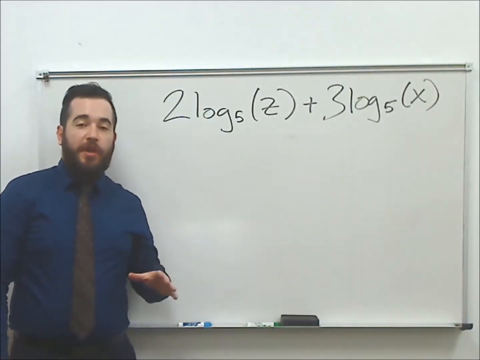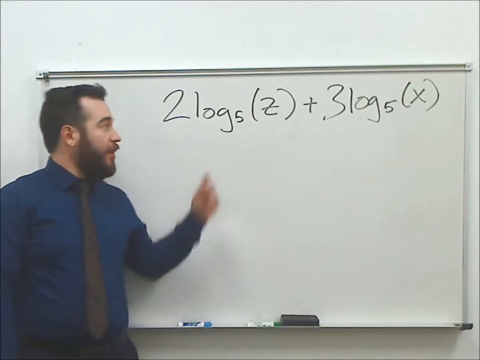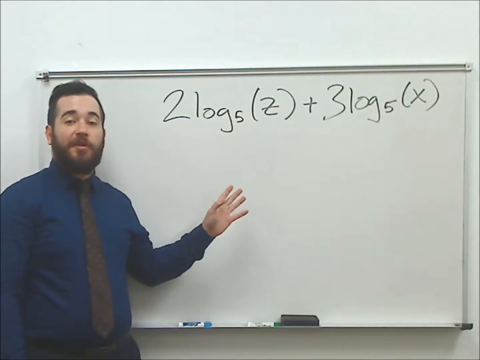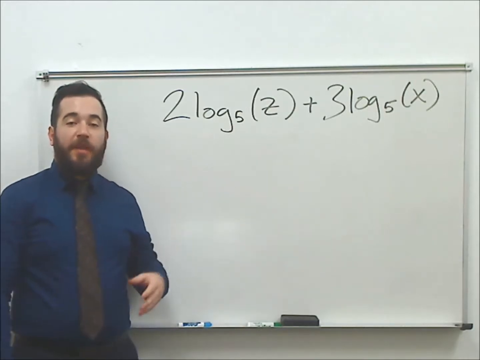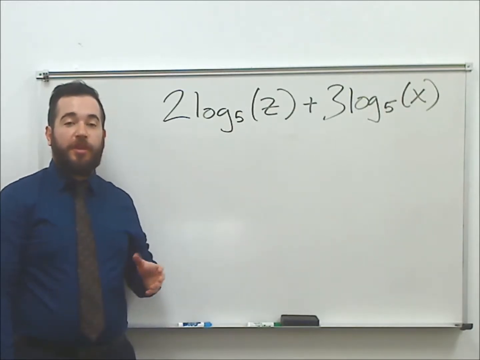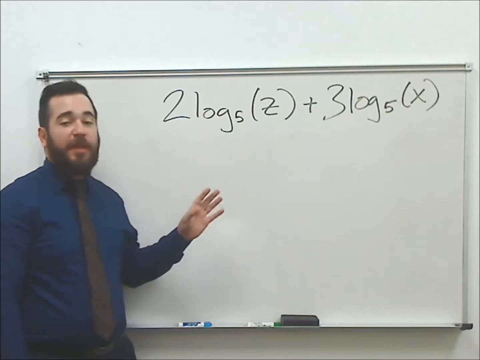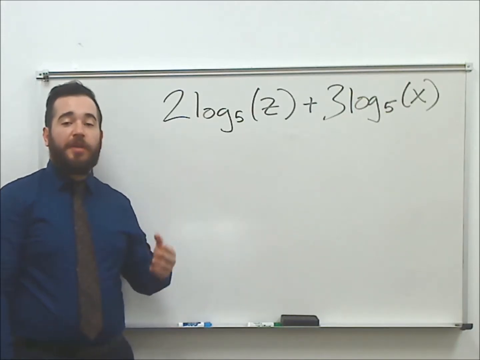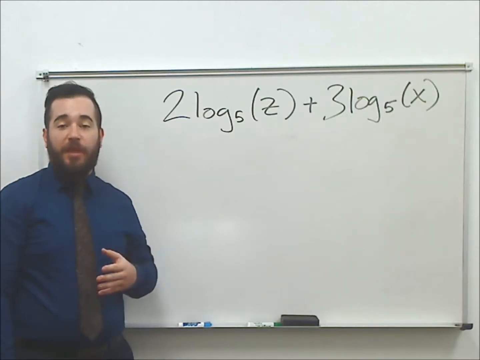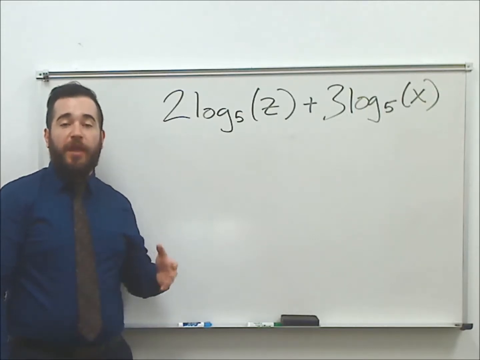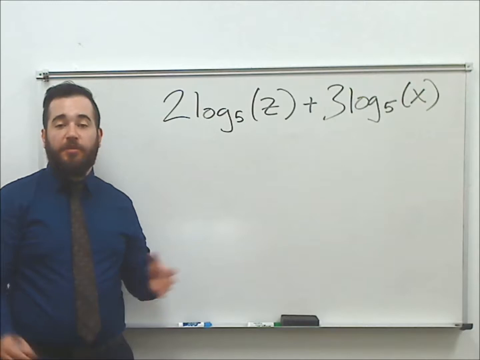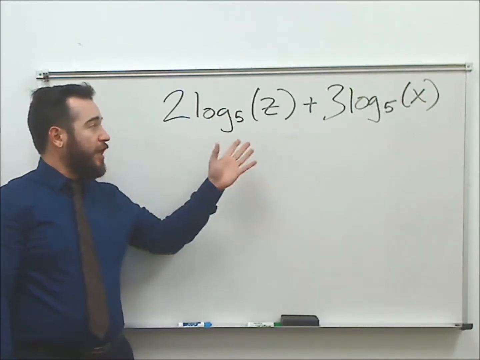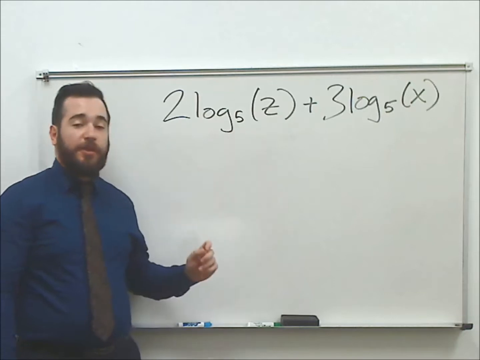Now, when you're doing these, you should always take care of the exponents, which are the numbers out in front, first. And that's because you can't apply the multiplication or division rule to things that are multiplied out in front by anything except 1. Remember, the multiplication rule is log of A plus log of B equals log of AB. It's not 2 log of A plus 3 log of B equals log of AB. So let's use the exponent rule and knock out these coefficients.